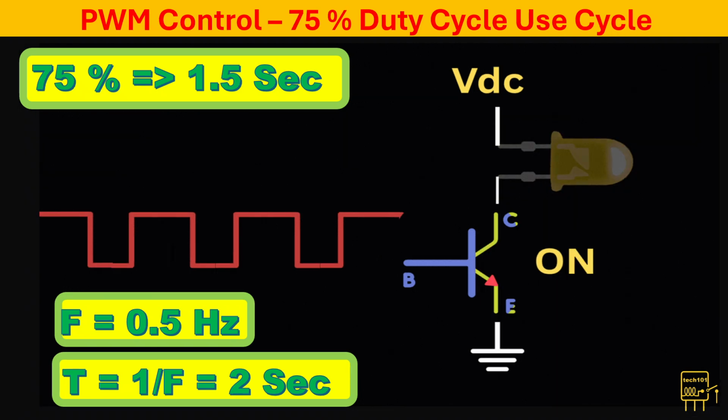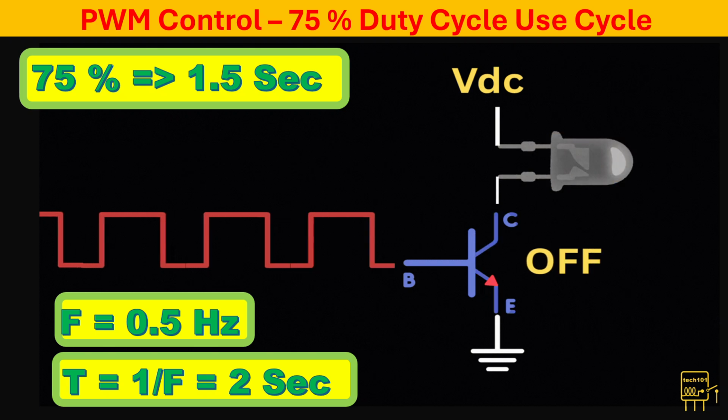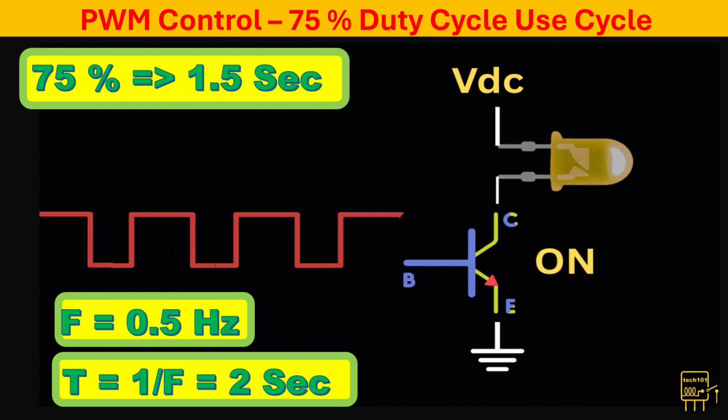This is a slightly different use case. Duty cycle in this case is 75%, which means the LED is on for 1.5 seconds and off for 0.5 seconds. The cycle time of the waveform remains 2 seconds. The frequency is 0.5 Hz.